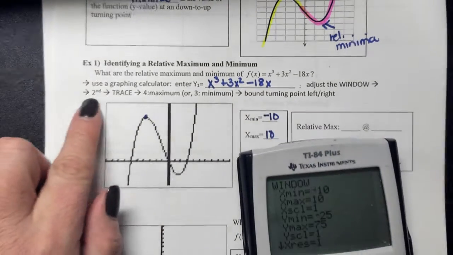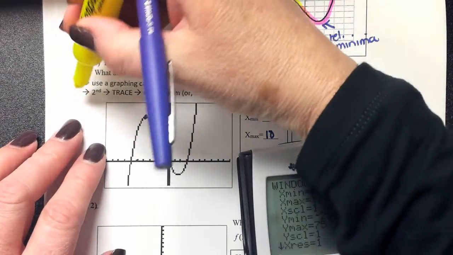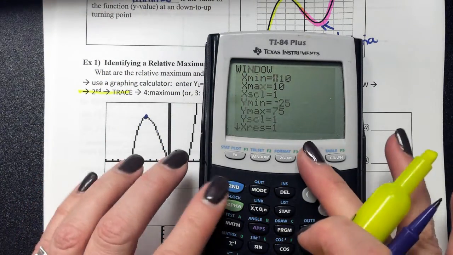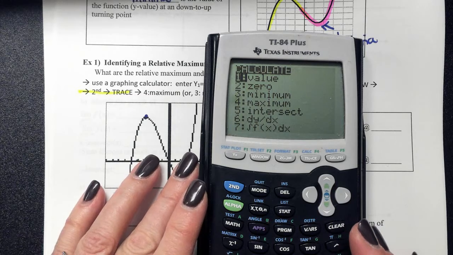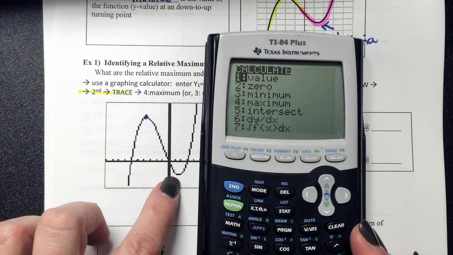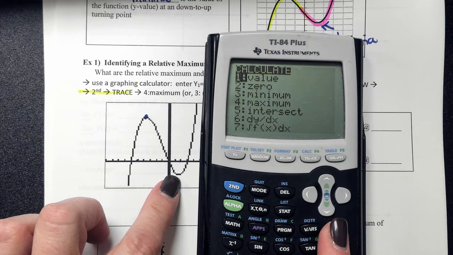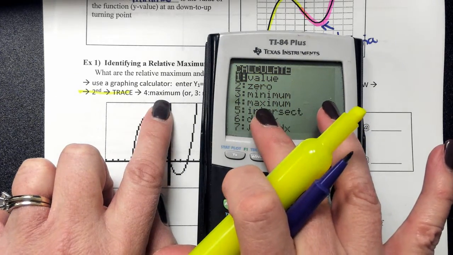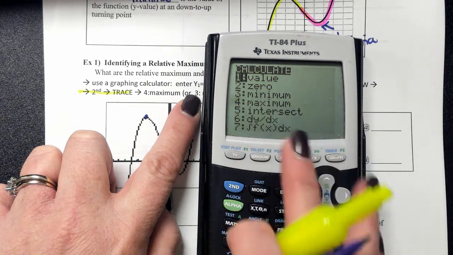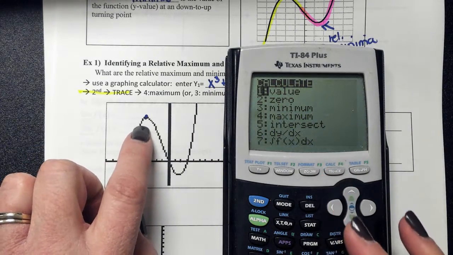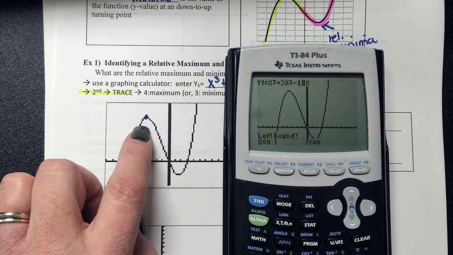So here are the instructions. You're going to go under second trace on the calculator. And again, notice in my graph I have a relative maximum and a relative minimum. It doesn't matter which one you choose to do first. After you go under second trace, if you want to find your maximum, you would choose option 4. If you want to find the minimum, you would choose option 3. So I'm going to go ahead and do my maximum first, so I'm going to choose option 4.